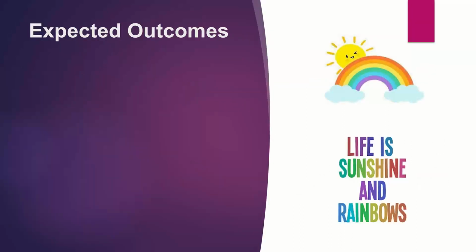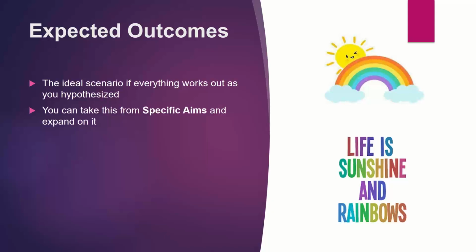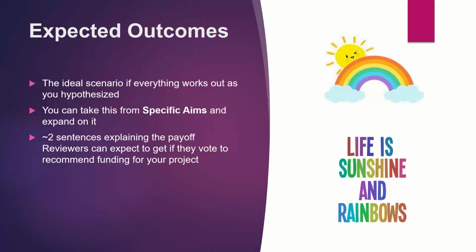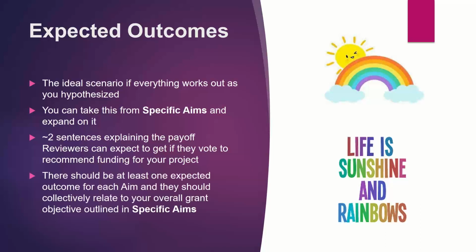Expected outcomes. So what do you expect to happen with your grant if everything goes well, if life is sunshine and rainbows? This is the ideal scenario if everything works out as you hypothesized. So you can take this from specific aims and expand on it, but you want 2 sentences explaining the payoff reviewers can expect to get if they vote to recommend funding for your project. There should be at least one expected outcome for each aim, and they should collectively relate to your overall grant objective outlined in specific aims.